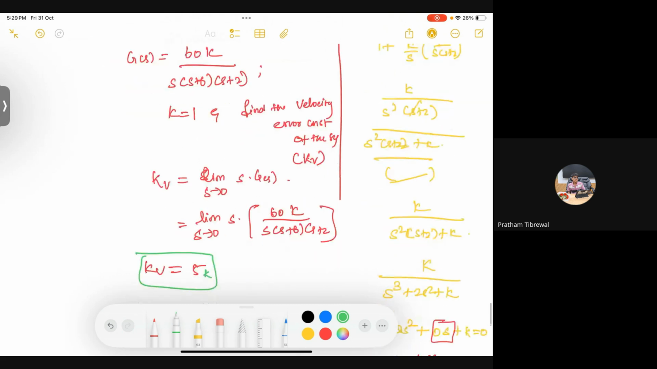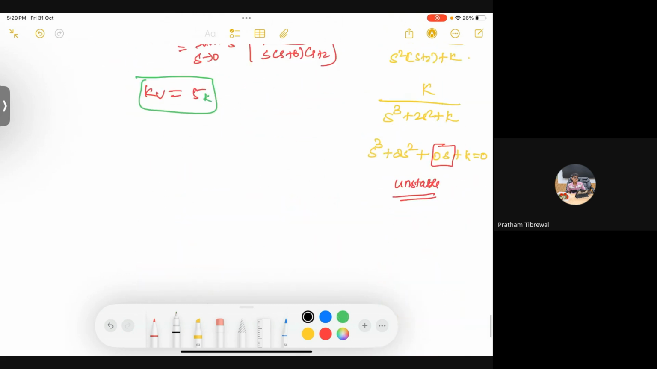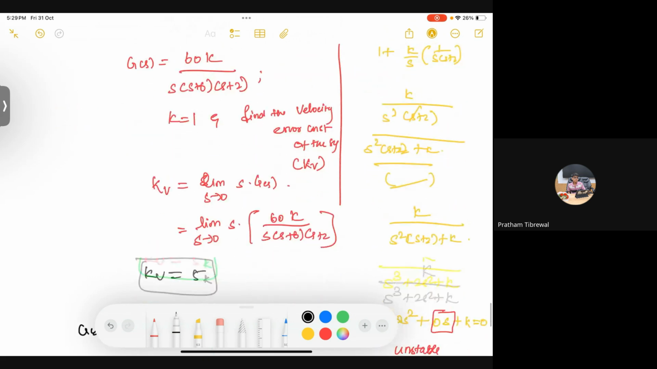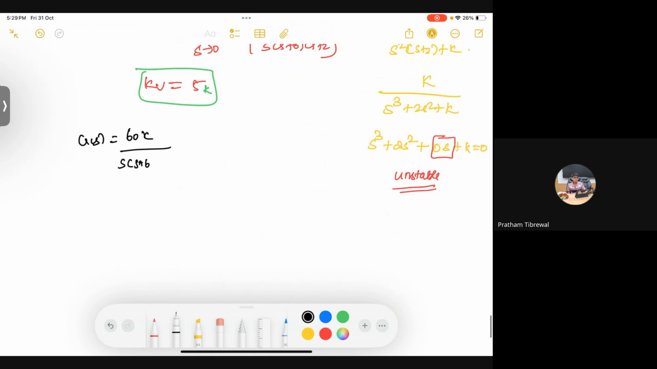Now, for the same system in this question, G of s is equal to 60K divided by s into s plus 6 into s plus 2 with K equal to 1. Suppose I want to add a 0 on the real axis to the open loop transfer function at some random location s equal to minus z, in the left half of the s plane. What should be the value of z such that the closed loop system with that 0 has a peak overshoot of Mp percentage of 44.7 percentage?